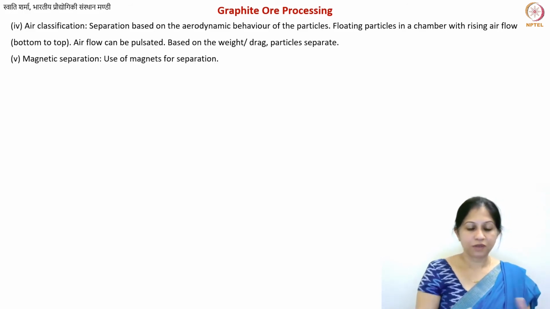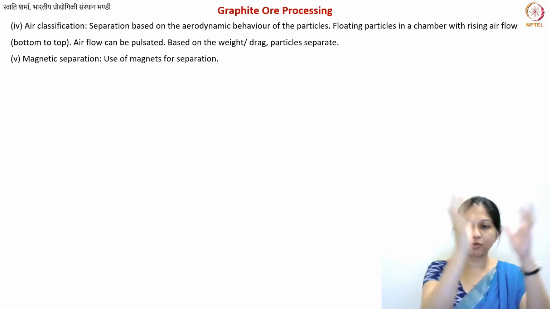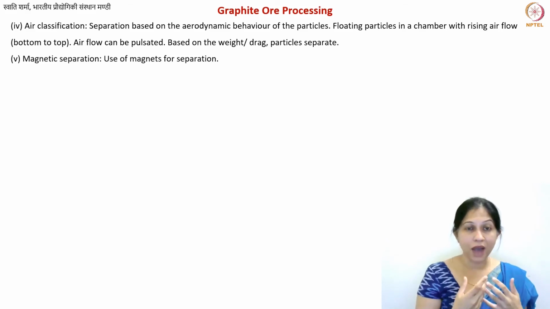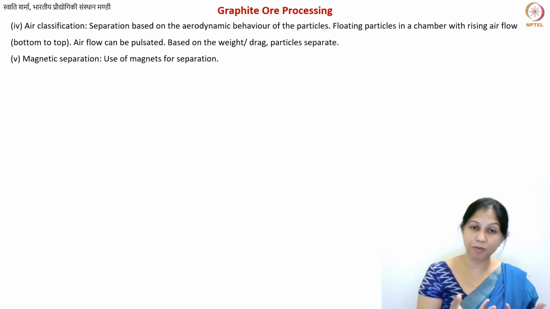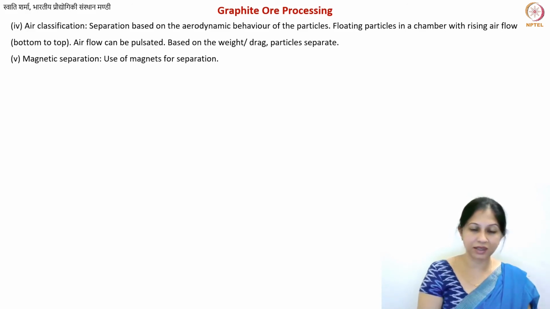Okay, so in the case of air classification, what do we have? We have sort of a chamber, and that chamber has air coming from the bottom, so it's rising air. And sometimes you may even have this pulsating rising air. And now you have your particles, your powder inside, sometimes in the form of a dry powder, sometimes also as a stream, as a jet, you will spray your slurry. So you have the particles there, and now of course some particles will float and some will settle down. So this is the aerodynamic behavior.